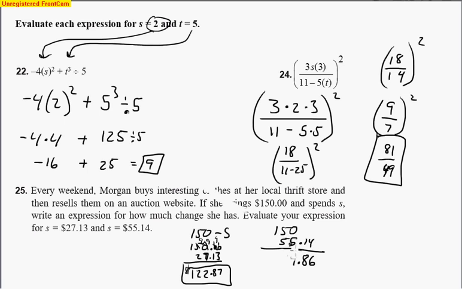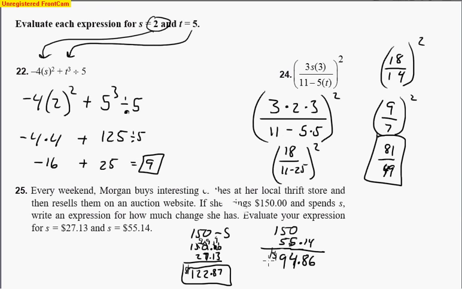So this is the 55.14, and this should be 94. So let's see if it works. So 86 and 14 ends up making $1. We've got our 5 and 4 makes 9, plus the 1 makes 10, and then this ends up giving me 14 plus the 1 makes 15. So that would be our answer.